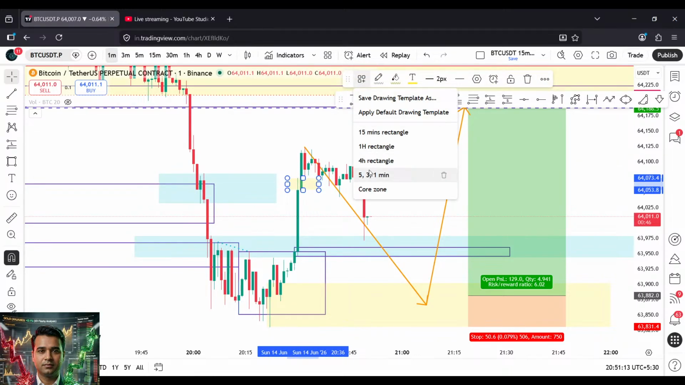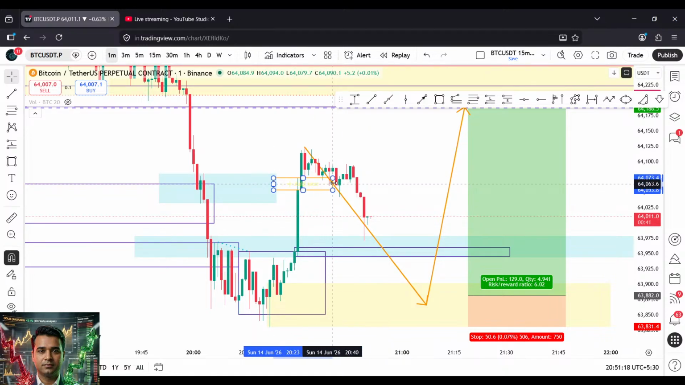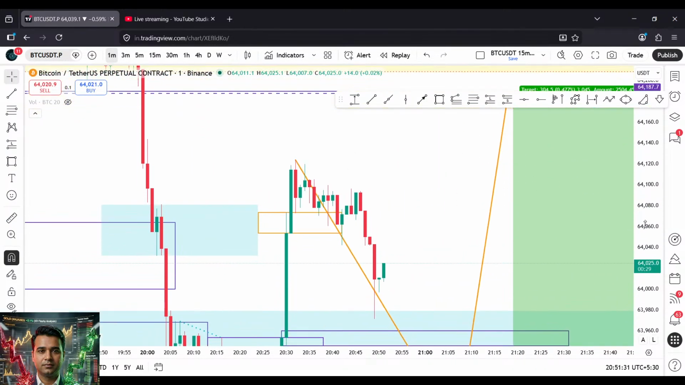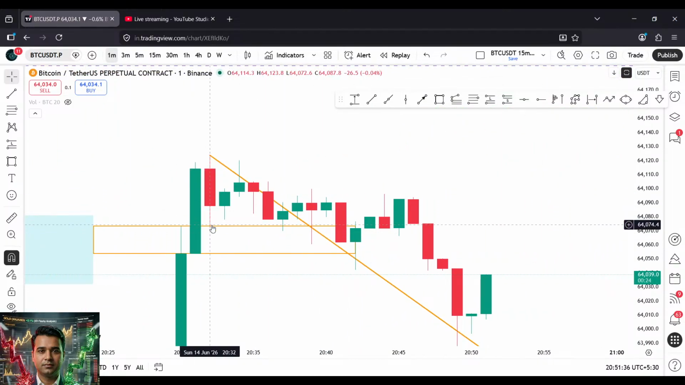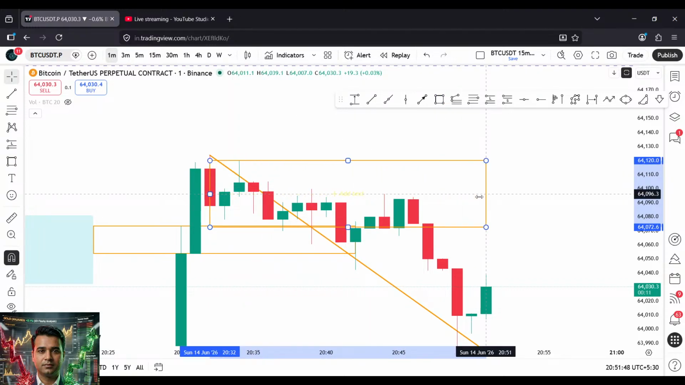Let's change color to this one. And now find the DP of this zone. Where is the DP of this zone? Did this enter in this zone? Yes. Hold back. So the DP of this zone is here, right?